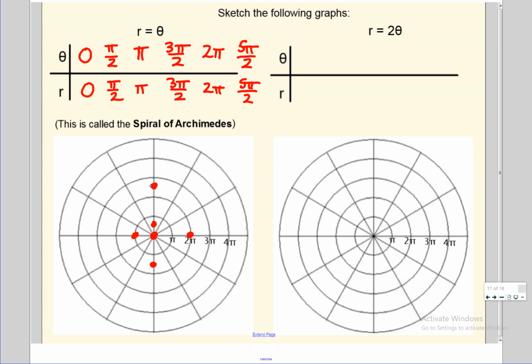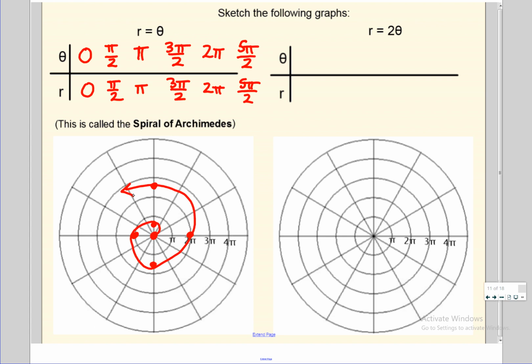Then, to create the pretty graph, we connect those points in the order we plotted them with a smooth curve. And this one's called the spiral of Archimedes. So the spiral is one that you guys didn't have in your packet, but this is how you would get a spiral. The next one is also a spiral on the right there. It's just a little wider because there's a 2 theta. So it's not as tight of a spiral. It's a little looser when you draw it.